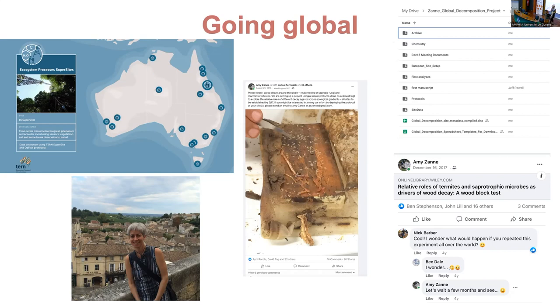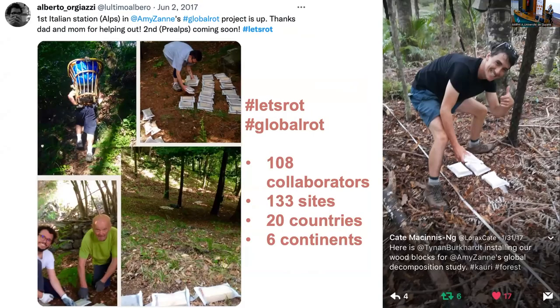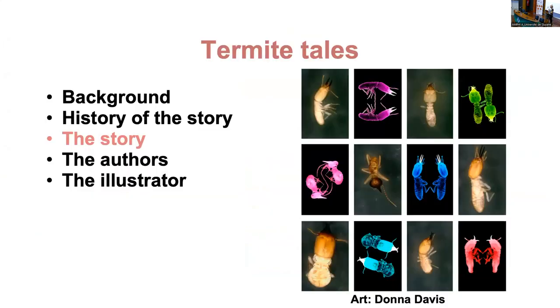And so we ended up with a repository that was shared amongst all of us, and recruited people to look at this question. You can see here, so we ended up with 108 collaborators at 133 sites in 20 countries and 6 continents. If you go on Twitter, here's Alberto with his dad hauling wood up into the Alps. Here's another PhD student in New Zealand. So we had lots of blocks going out into the environment. Okay, so that's the background of how we got to this story.